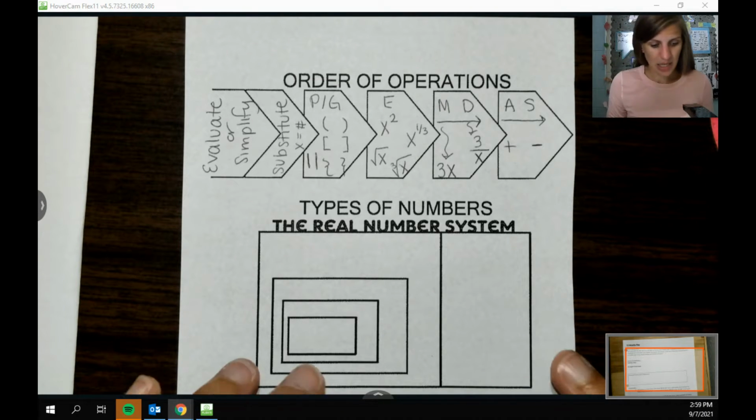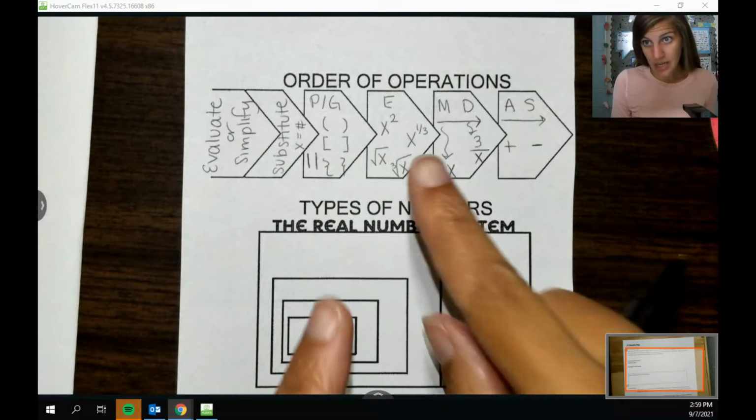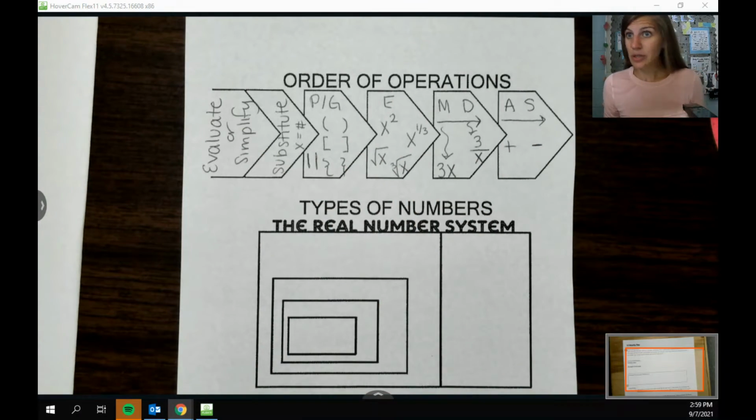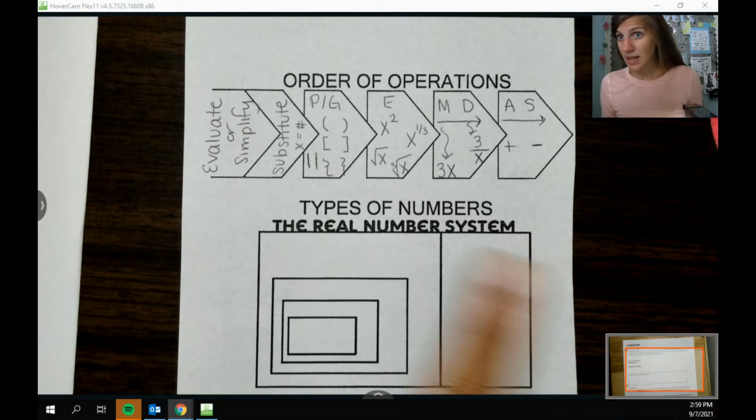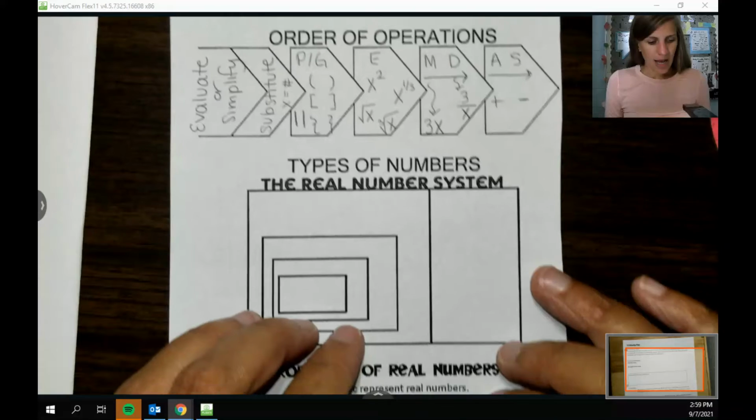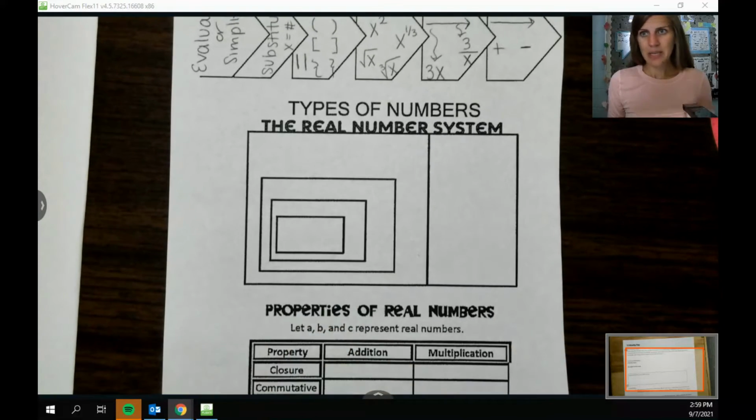On to the next. So hopefully we generally understand the rules that we follow for order of operations. We've been doing a lot of practice with that last week, and we will continue to practice that through the year. But let's talk about number types.